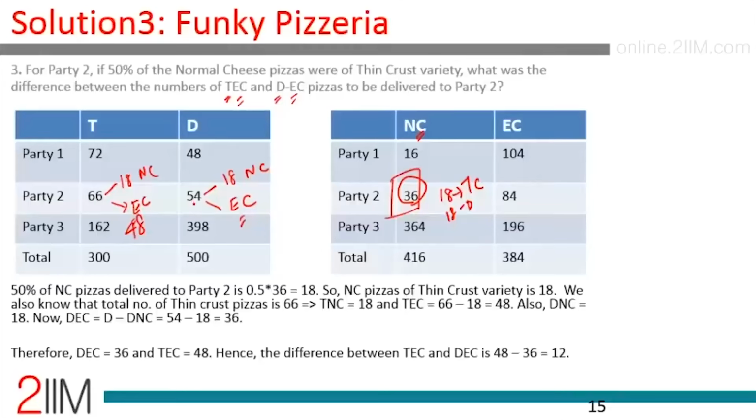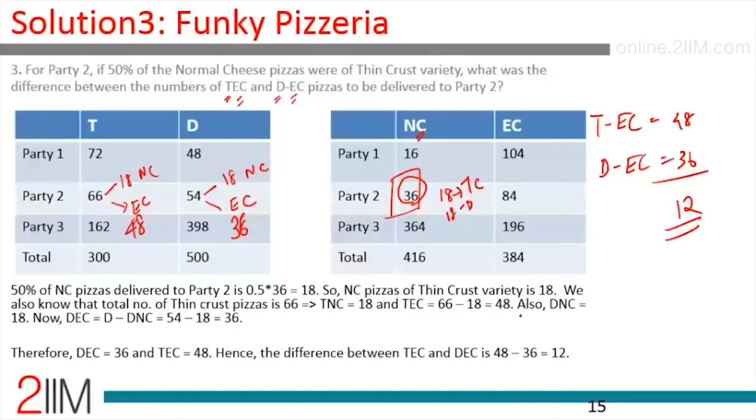Here 54 totally, 54 minus 18 is 36. So we have thin crust extra cheese to be 48, deep dish extra cheese to be 36. The difference between these two is 12. That's the answer you're looking for. And so, wonderful question. Nothing puzzle solving about it. It's pure mathematics, nothing else.